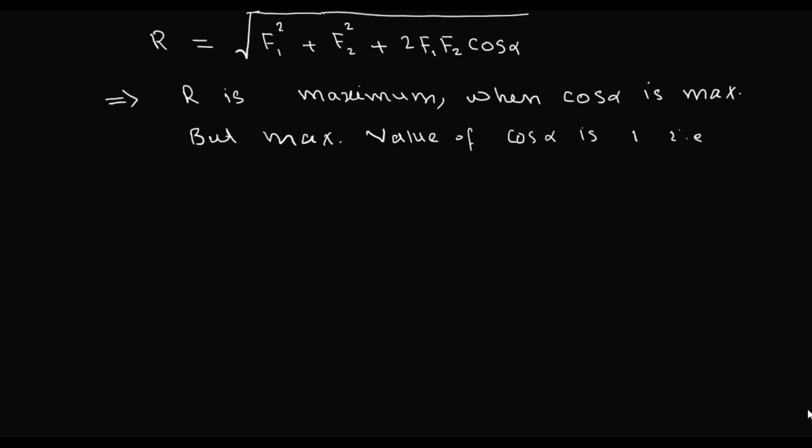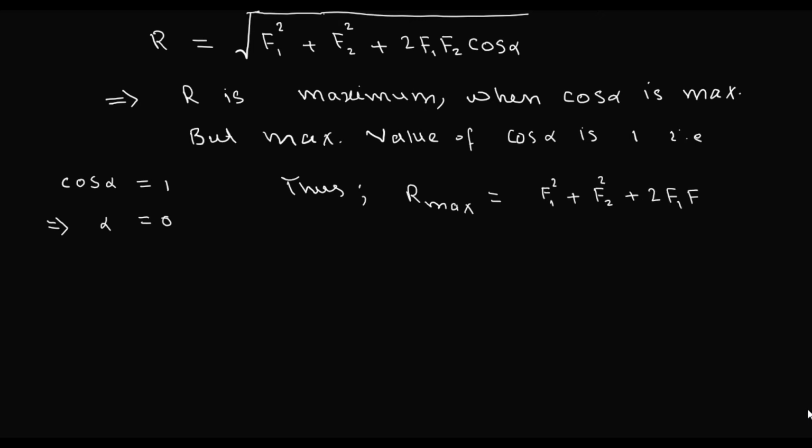Cos alpha is equal to 1 means that alpha is equal to cos inverse 1, which is equal to 0. So we will put this value over there. R maximum is equal to the square root of F1 square plus F2 square plus 2 F1 F2 cos 0.